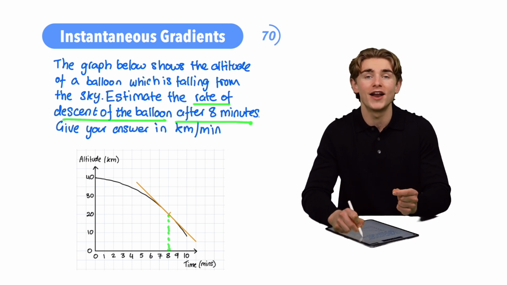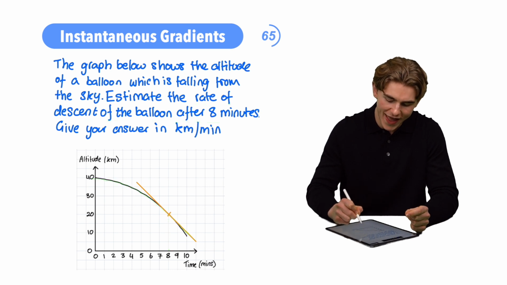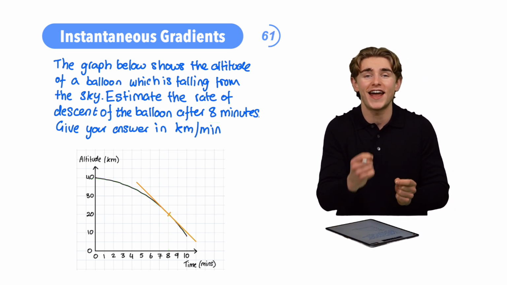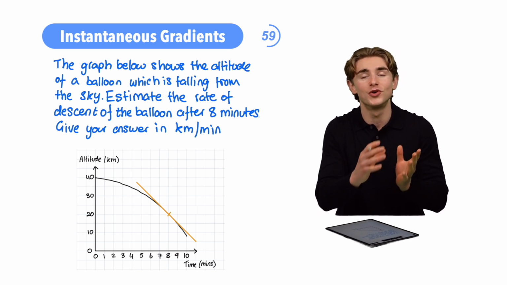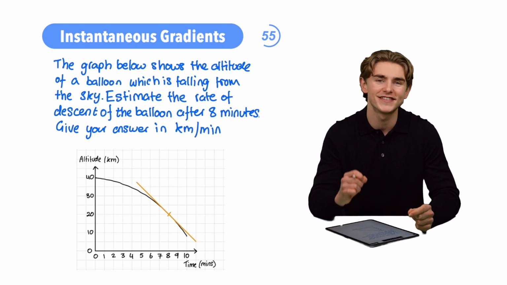So we draw a line which is parallel to the curve, touching it at exactly 1 point at the time 8 minutes. Now, guys, what we can do is find the gradient of this tangent to the curve. How do we do that? We choose 2 points that we know on that line and do our change in y divided by our change in x. Let's get it done.